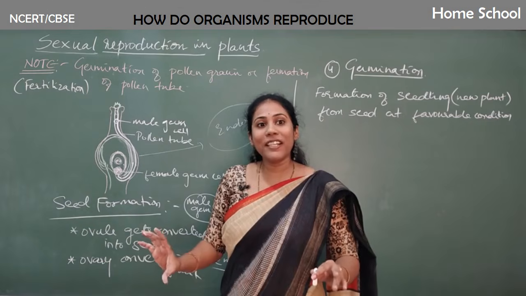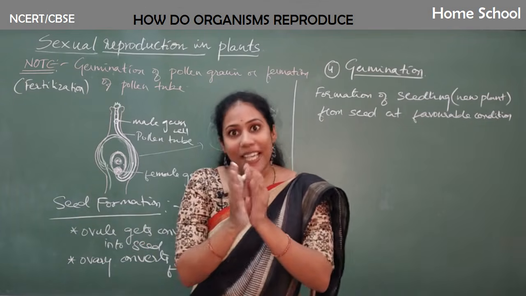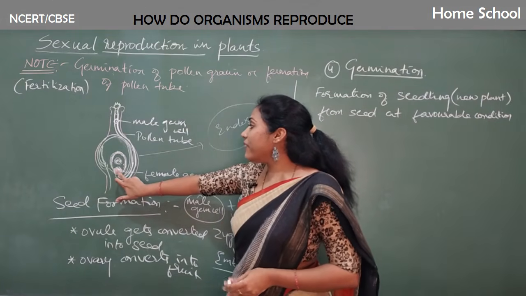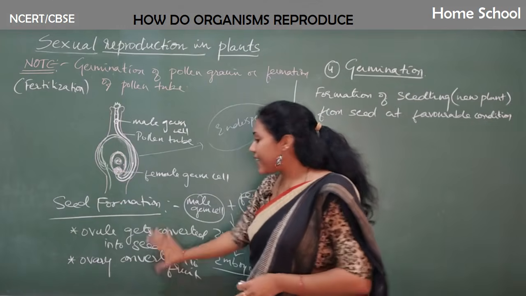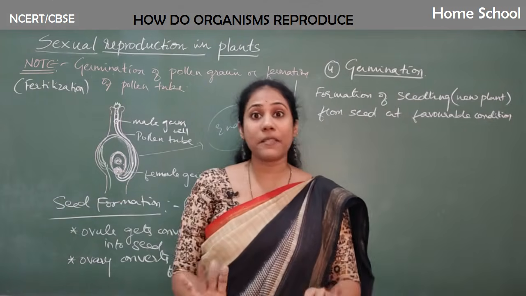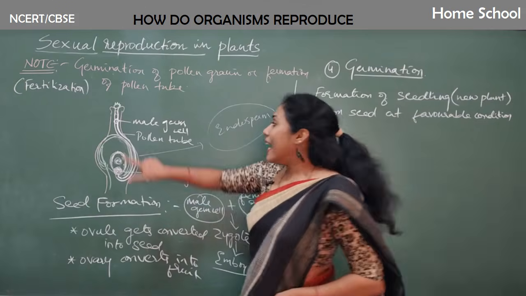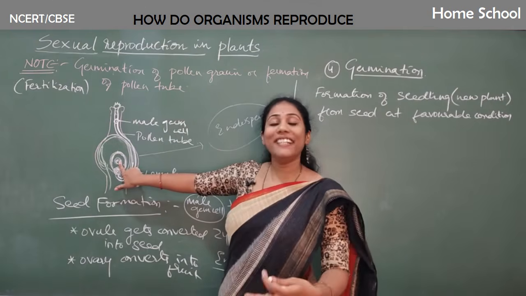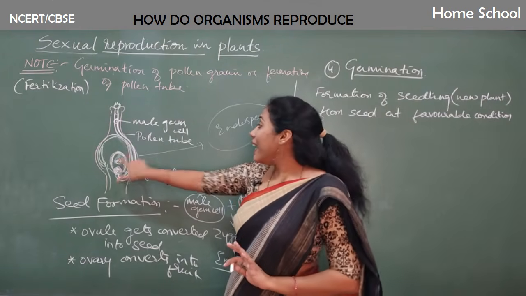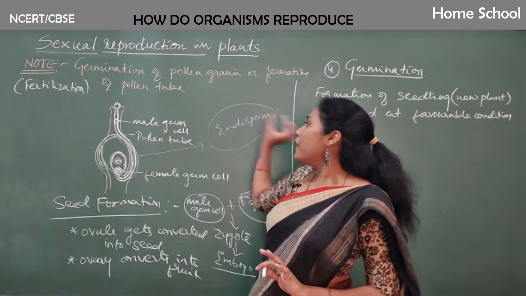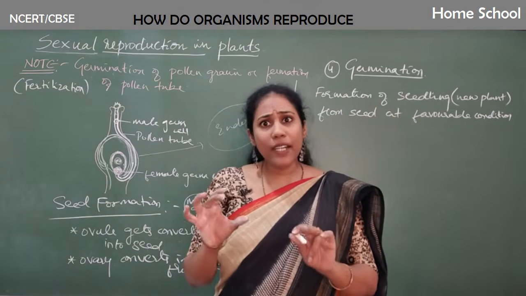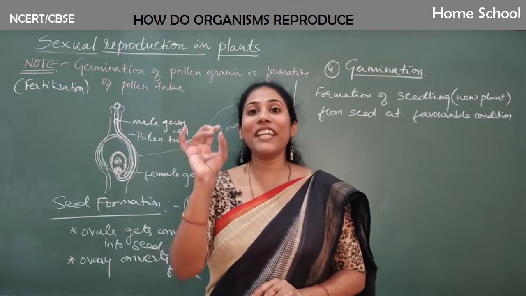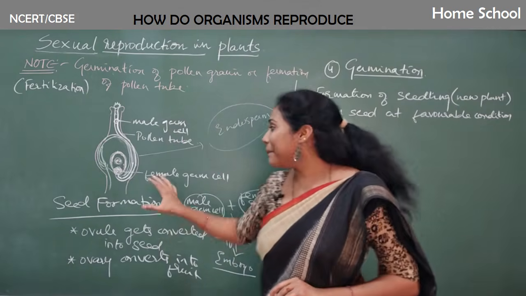What do you mean by double fertilization? Two fusions are happening here. One fusion is male germ cell combining with the main female germ cell, zygote formation, embryo formation taking place. Another fusion is what? Another male germ cell is combining with nuclei present in the ovule, and that is leading to the formation of endosperm. And what is the duty of endosperm? Endosperm is giving food to the embryo.